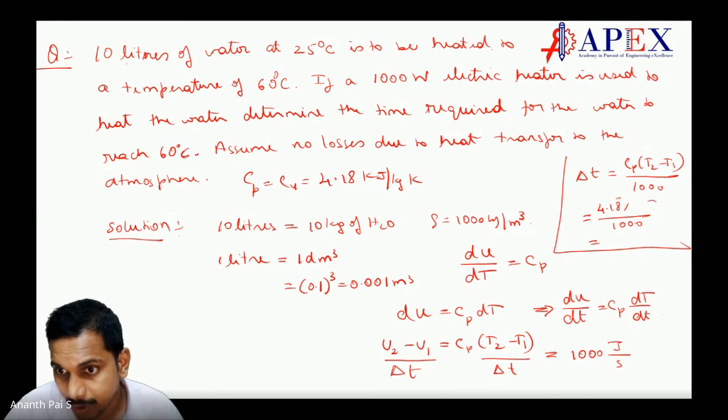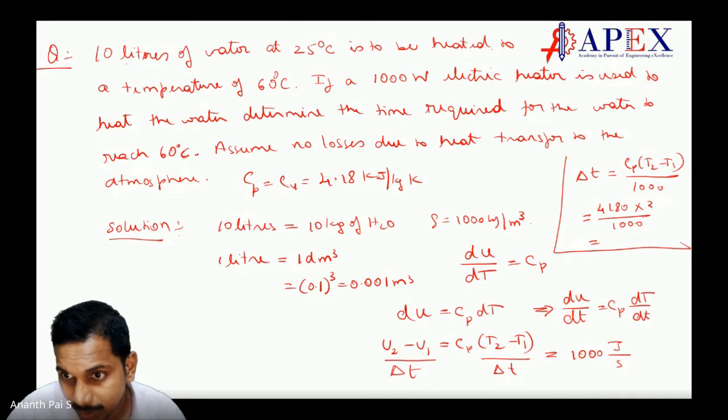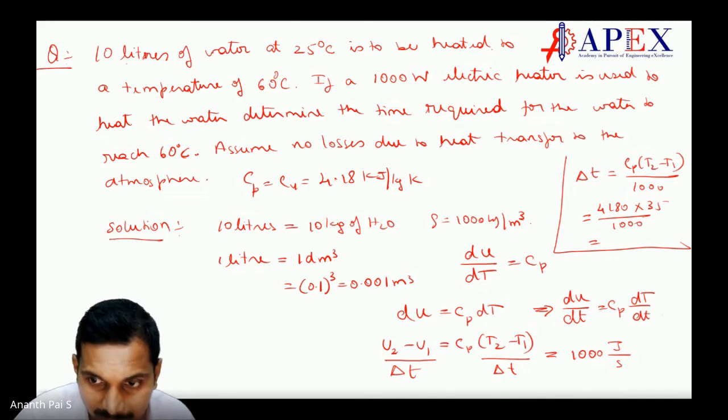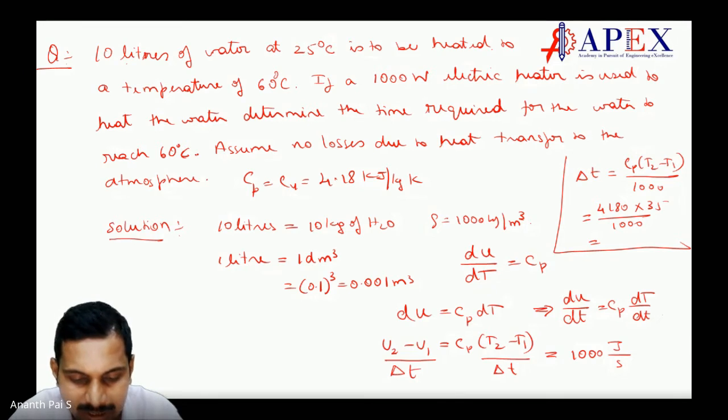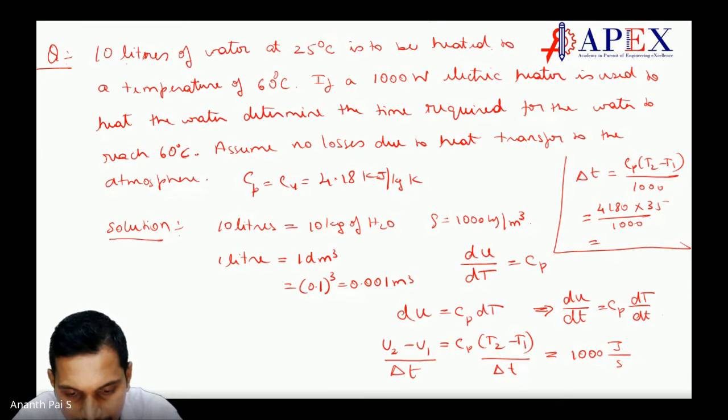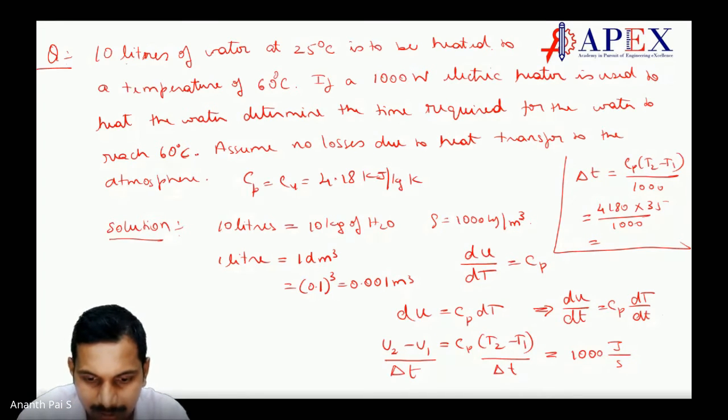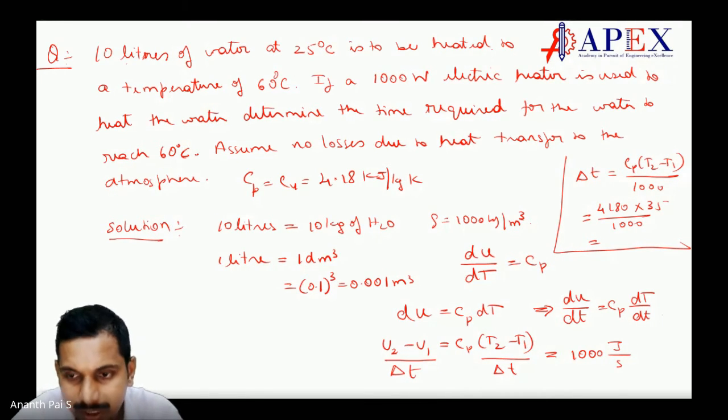So, or you can say 4180 into 35 divided by 1000. So whatever the answer you get, that is the answer in seconds. What is that, students? Is it 1430? Is it right what Nitin had told? 4180 into 35 divided by 1000. Easy, students. Okay, so it is 146 seconds.